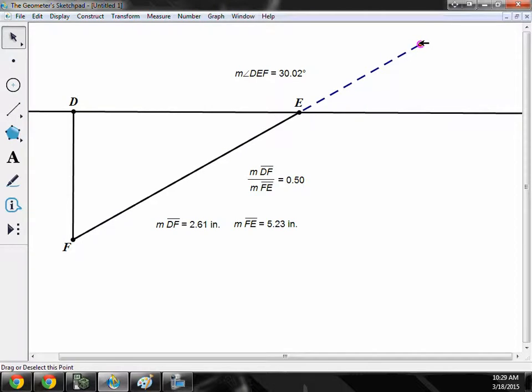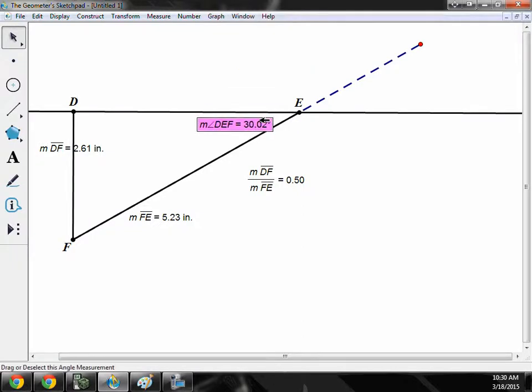That's close enough. So here I have a picture. This side over here is 2.61 inches. The hypotenuse is 5.23 inches. And remember, sine is opposite over hypotenuse. So at 30 degrees, O is 2.61 and H is 5.23. And notice, 2.61 is exactly half of 5.23.